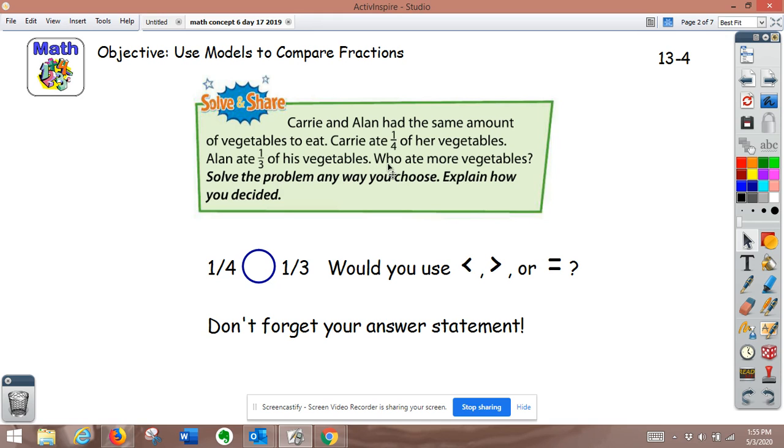And our question is, who ate more vegetables? Think about what your answer statement would be. Question is, who ate more vegetables? Solve the problem any way you choose. Explain how you decided. One idea might be our little 1/4, 1/3, and would you use greater than, less than, or equals?